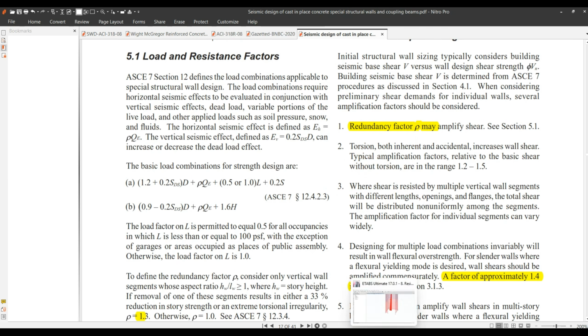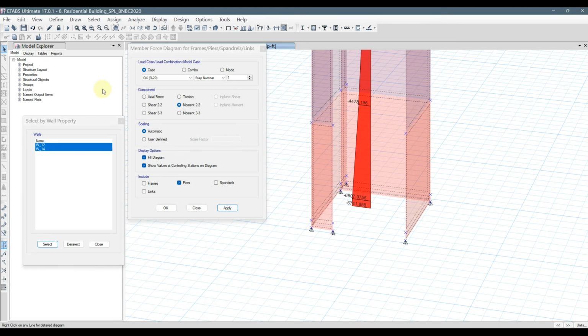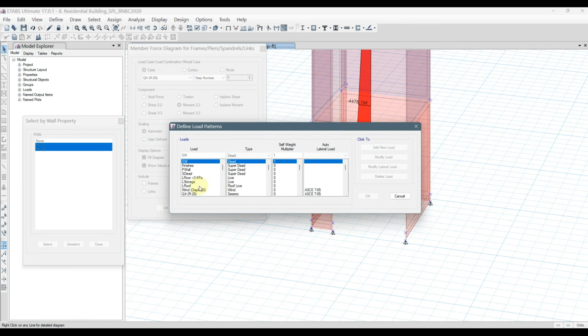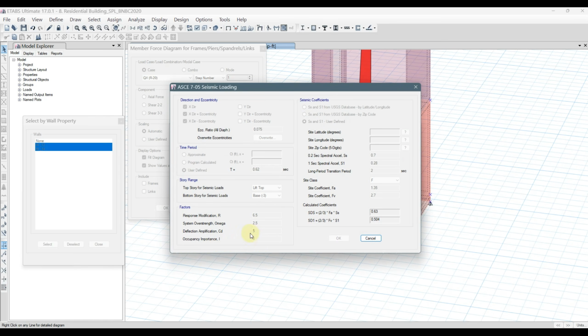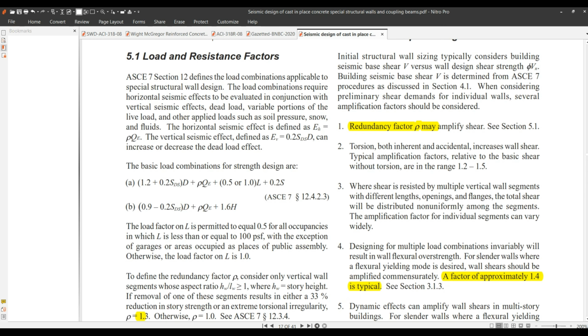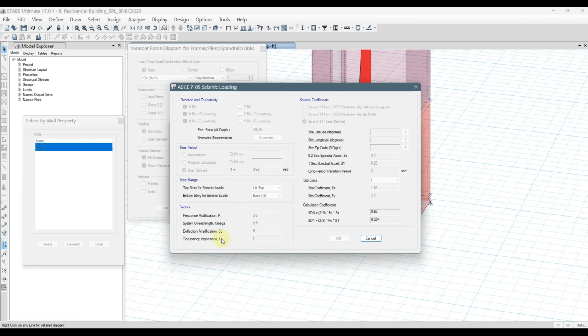So how can you use it? You can use it easily by going to your load patterns, and then say this is your earthquake case, and in the occupancy importance factor, you can use the 1.3. That is the redundancy factor. Say you have already your importance factor 1.25, and again you need this redundancy factor, then you multiply these two, 1.25 into 1.3. Okay.